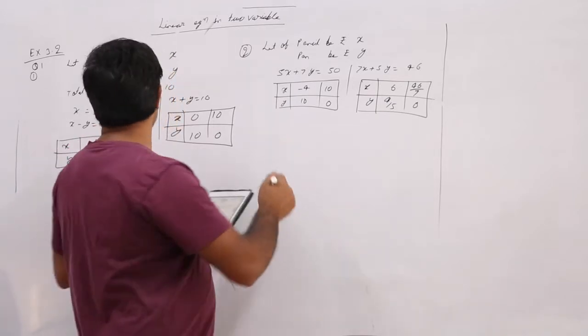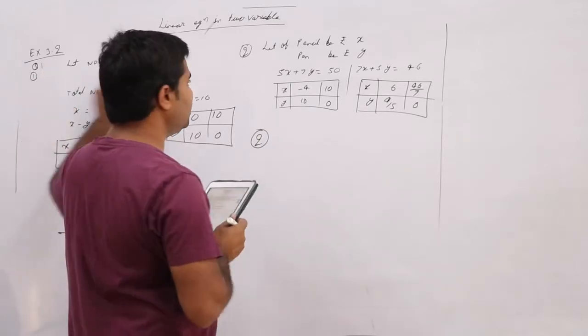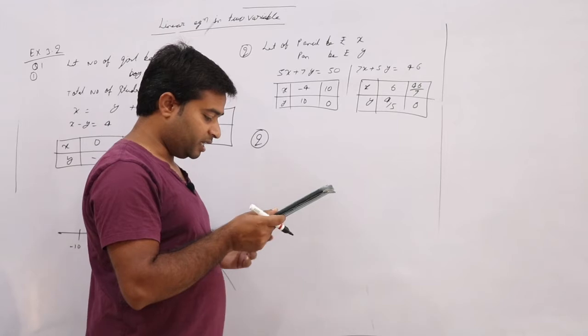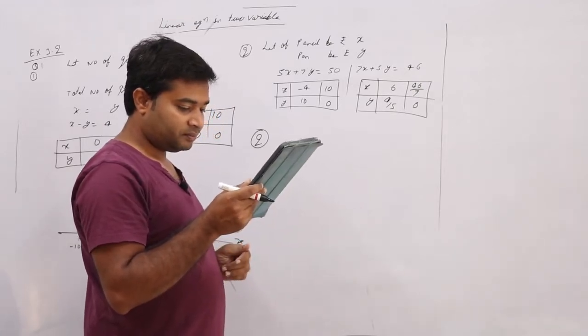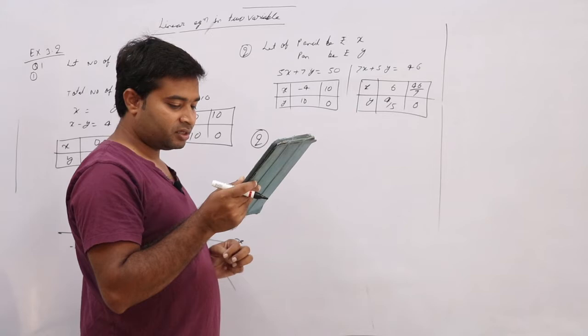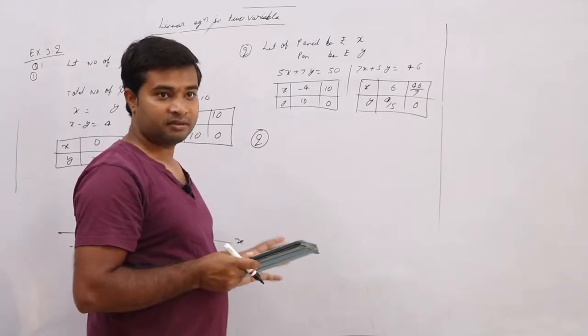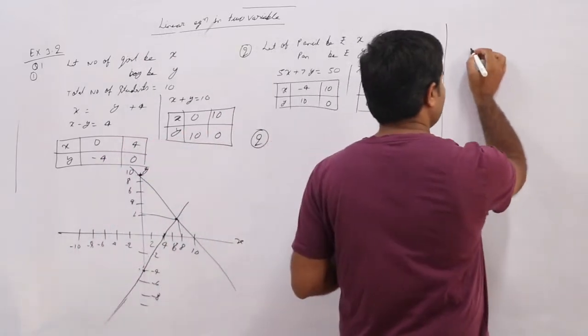Now come to question number 2. This is question number 1, and now 2. Yes, sir. Correct. Now question number 2 says: on comparing the ratios A1 by A2, B1 by B2, C1 by C2, find out whether the lines representing the following pair of linear equations intersect at a point, are parallel, or coincide. Correct. We know 3 things for this.